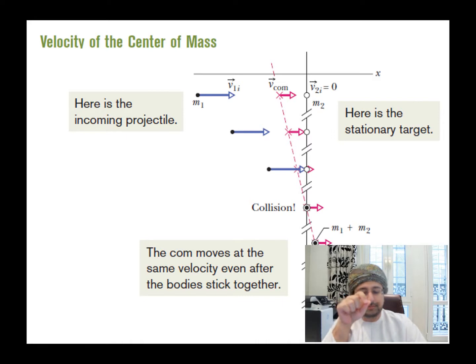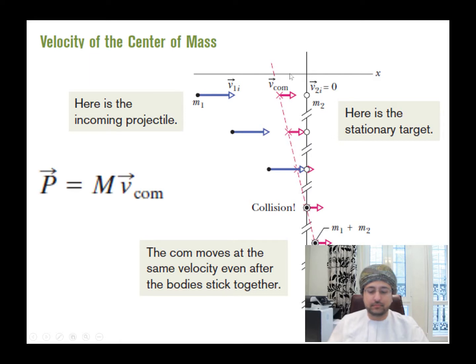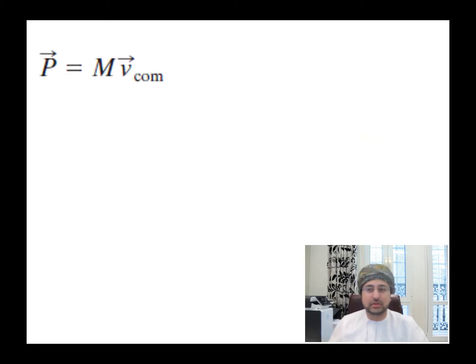And we would notice that the COM moves at the same velocity even after the bodies stick together. So we can take a general rule to make it easier for us, that momentum is the total mass times the velocity of the center of mass. So if I have the center of mass and I know my velocity of the center of mass, then the momentum of that system is simply the total mass multiplied by that velocity.